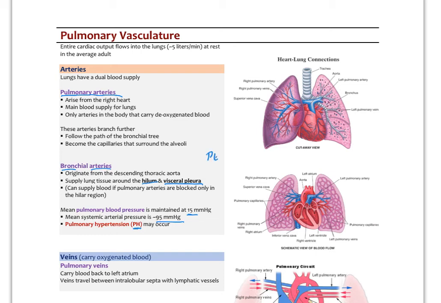And that can cause all sorts of symptoms. Small ones go unnoticed, but larger ones can actually cause massive circulatory collapse to the lungs. And that can actually be fatal. And so we'll talk about that in the context of deep vein thrombosis when we talk about the cardiovascular system.